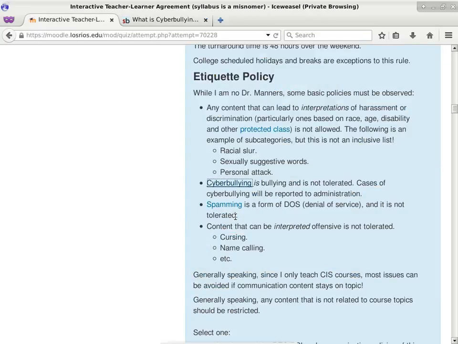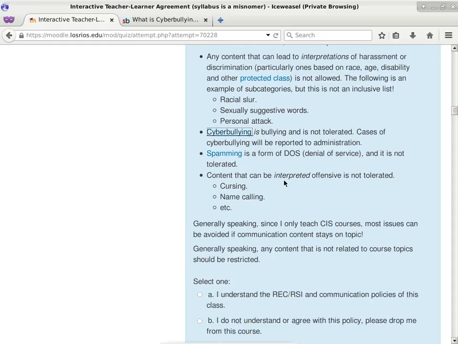Spamming is interesting because spamming is a form of denial of service. Because somebody's going to fill up my entire screen with all the spam messages, and all the other actual legitimate stuff that I need to read will be scrolled off. Okay, so that's actually a form of denial of service. Content that can be interpreted as offensive is also not going to be tolerated. That includes cursing, name calling, and so on.